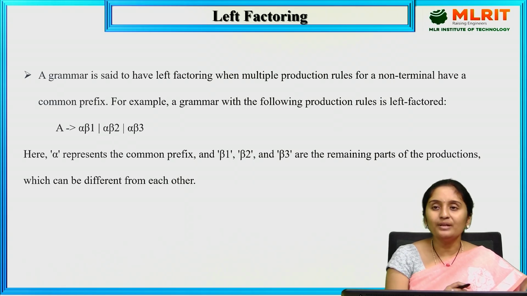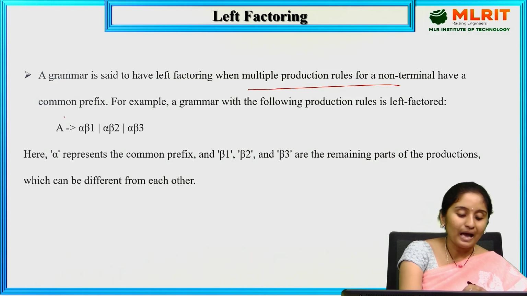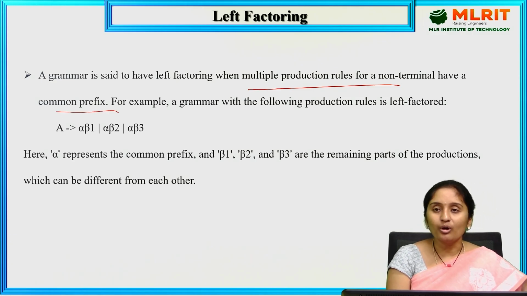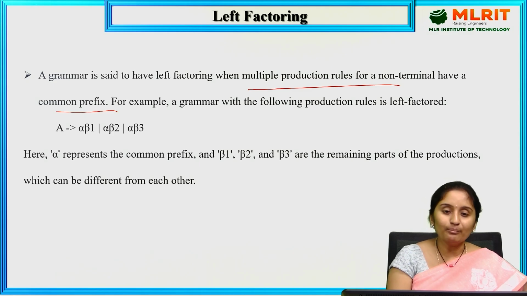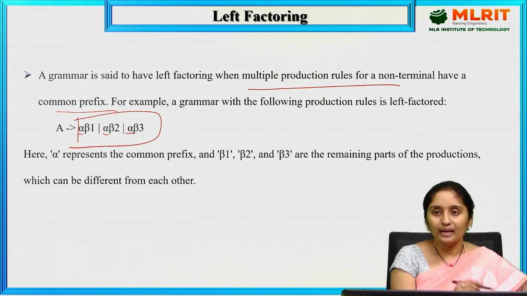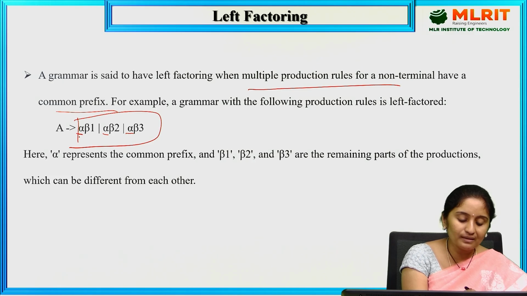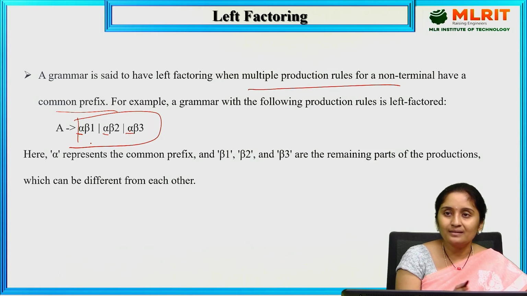A grammar is said to be left factored when multiple production rules for a non-terminal have a common prefix. On the right-hand side of the production rules, the first part is common in all the production rules, and we call it a common prefix. Here alpha is there in the first production, here also alpha, here also alpha. So if we find a common prefix on the right-hand side of the productions, then we call it left factoring.